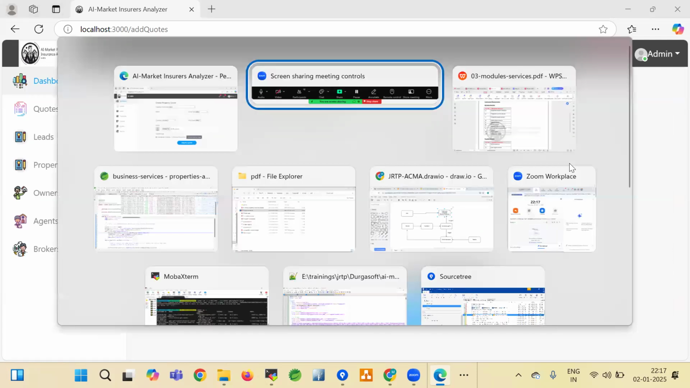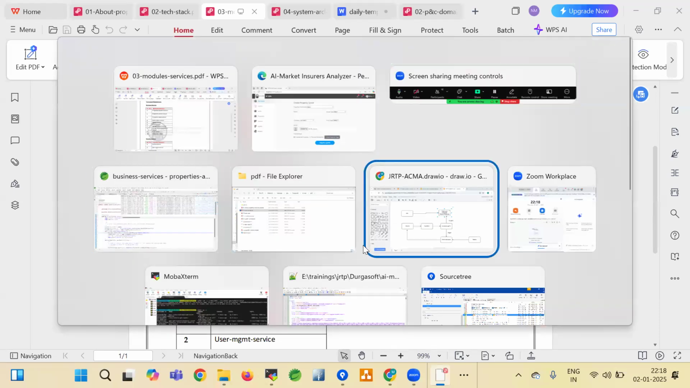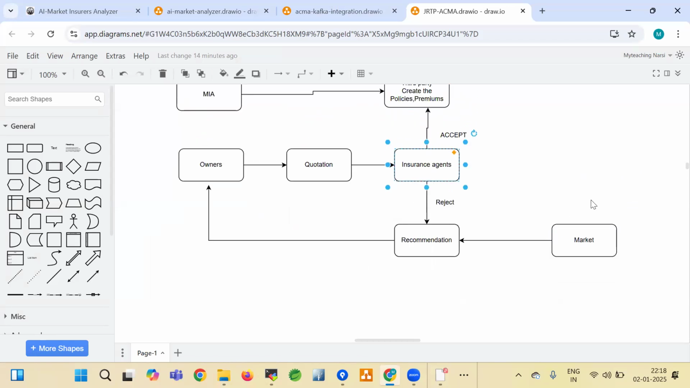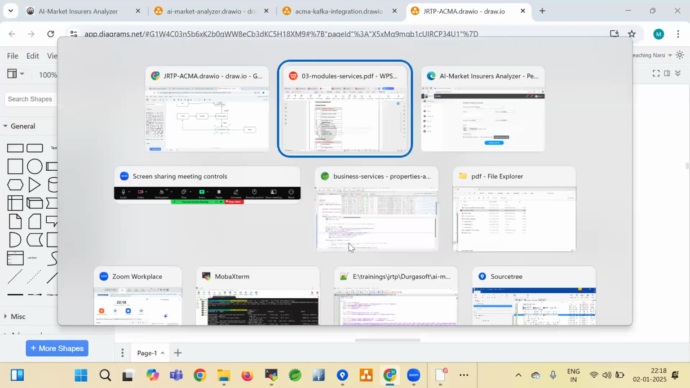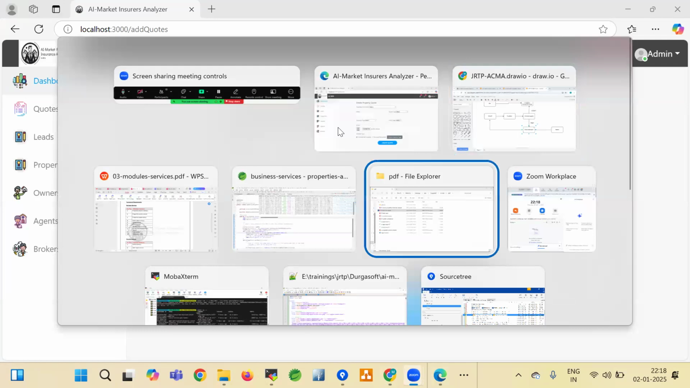It's purely business oriented. The business services we're going to build are the properties owner service, I mean the properties management service, properties quotation service, notification service, agent service, broker service, and market analyzer, as I already have drawn here. Then the quotation service, owner service, the ratings and recommendation service, and then plans and campaign service. So what about plans and campaign service? It is something like this.